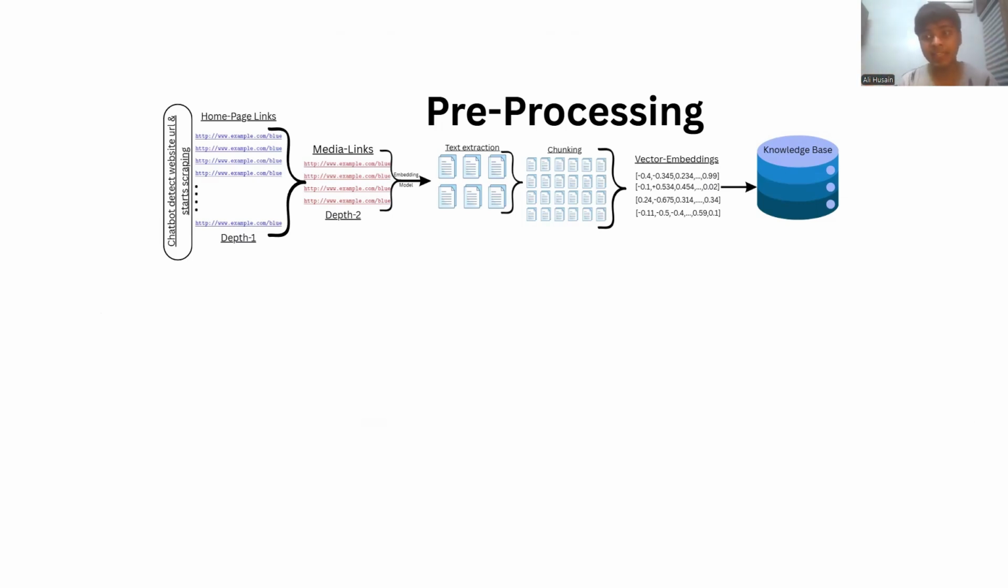Now we filter these links and get only the media links, and after that, we convert these media links into PDFs using LibreOffice or some other module, and after converting them into PDF, we convert them into text. We call this process text extraction. And then we chunk these text documents, or we chunk these text values. And then finally, these chunks are converted into vectors using a multilingual embedding model. So after the vectors are created, these vectors are saved in the database, which we call the knowledge base.